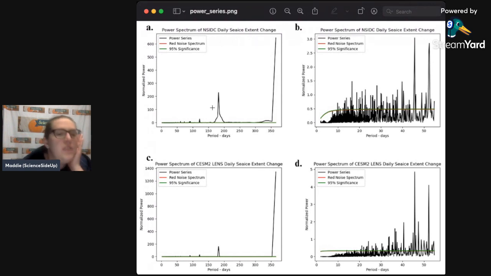The important thing for my research is that these are observations on the right, and this is model output. This is all publicly available data, so you could recreate this if you wanted. The types of sea ice loss events I look at happen at about 20 days and less, at these shorter timescales. The red and green curves tell us something about significance, like signal to noise. If the power is above those lines, then it's a signal, not noise. If it's below, then it's noise.